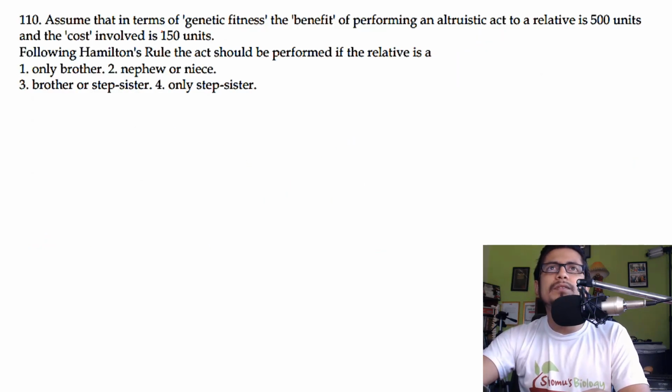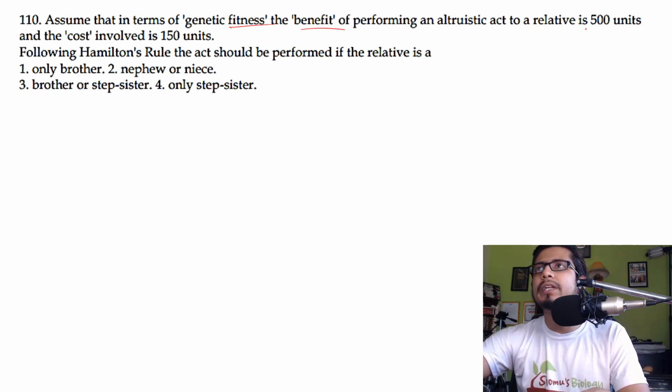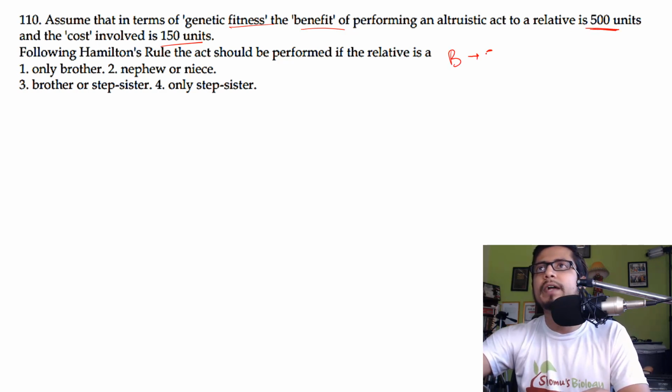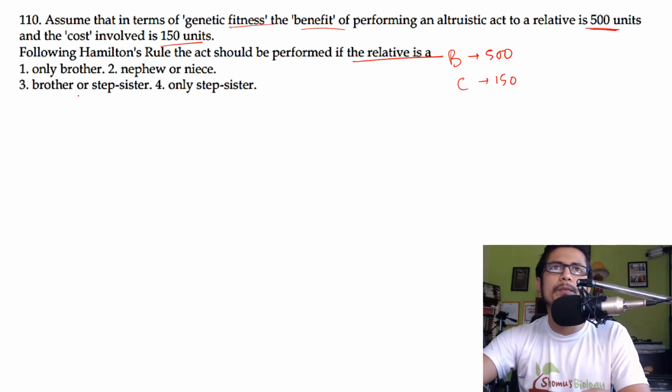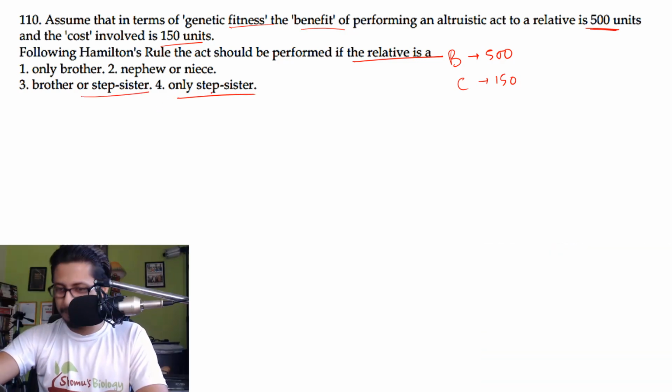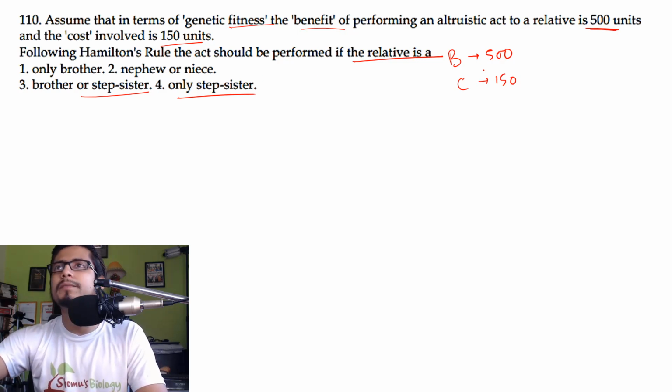Assume that in terms of genetic fitness, the benefit of performing an altruistic act to a relative is 500 units and the cost involved is 150 units. So the benefit is 500 units and the cost is 150 units. Okay. Following Hamilton's rule, the act should be performed if the relative is only a brother, nephew, stepsister, only a stepsister. Now, R into B must be greater than C. So we need to find R. We know B is 500, which should be more than 150.